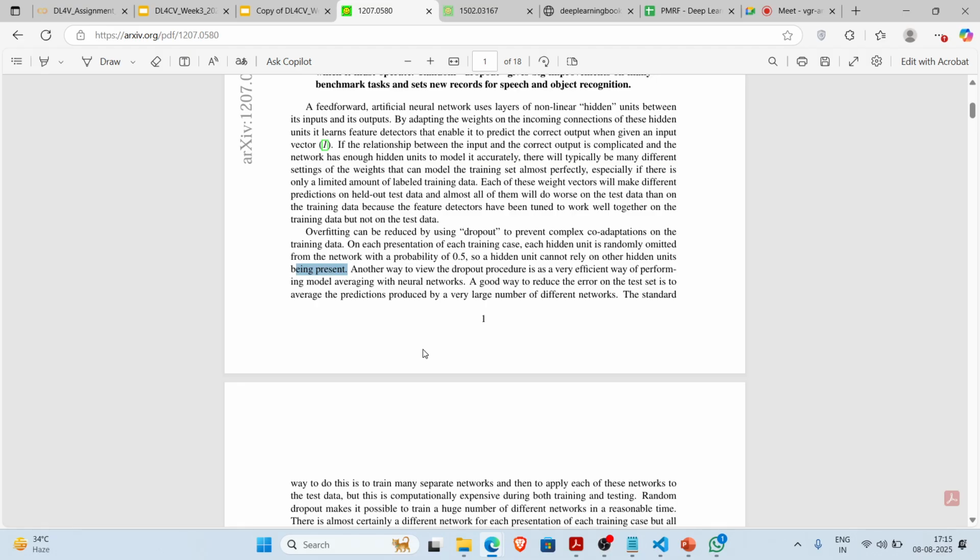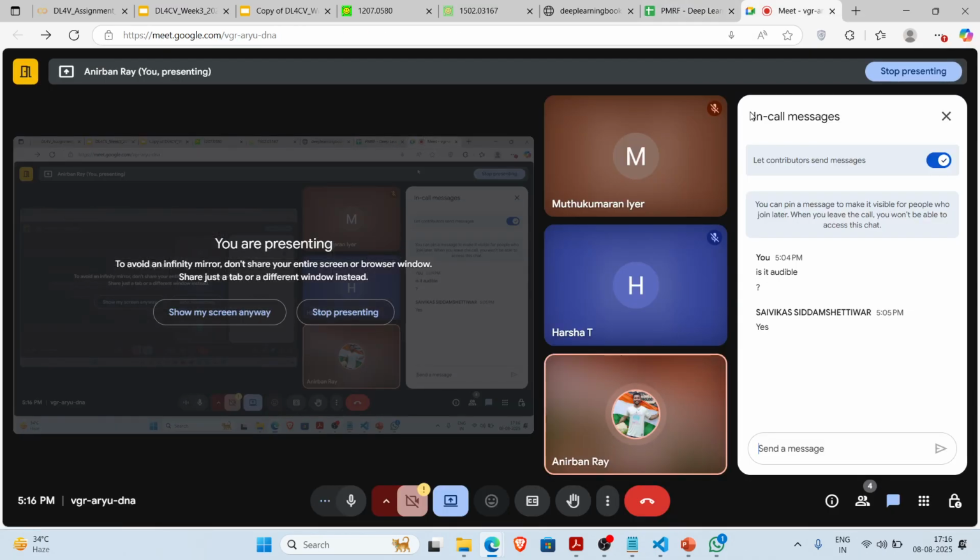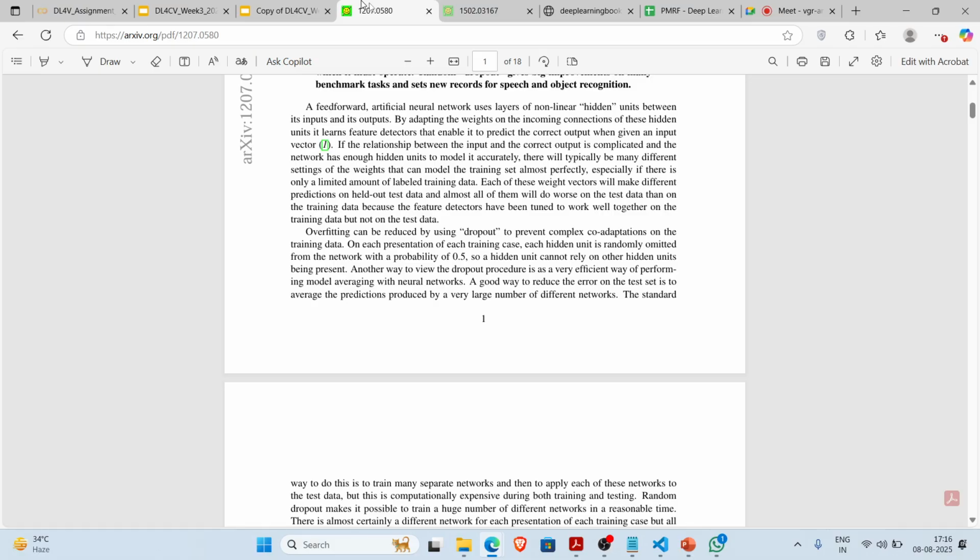Another way to view the dropout procedure is as a very efficient way of performing model averaging with neural networks. A good way to reduce the error on the test set is to average the predictions produced by a large number of different networks. So it is like averaging the output produced by a large number of neural networks. It is like ensemble ML methods, if you know bagging, boosting, somewhat like that in this respect.